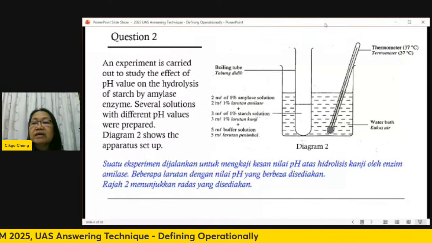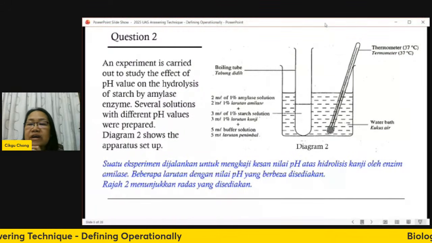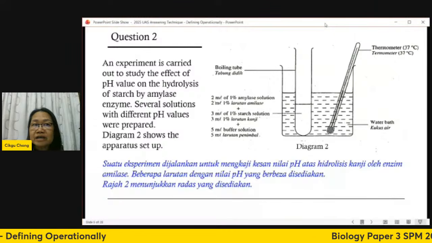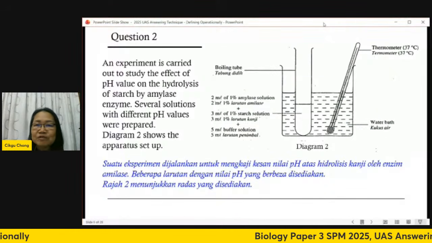Yeah, Huang Jing, Muhammad Farish, yes. Good evening, good afternoon. Yeah. Nice of you to join me.